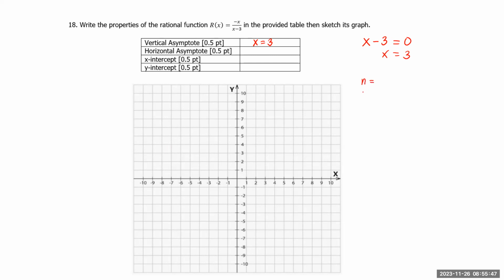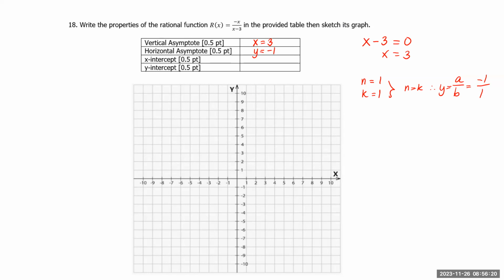So by getting the degree of the numerator and denominator, n is 1, k is 1. These two are equal. Therefore, y is a over b. A is the leading coefficient of the numerator, while b is the leading coefficient of the denominator. So a is negative 1, b is 1. Therefore, our HA is y equals negative 1.